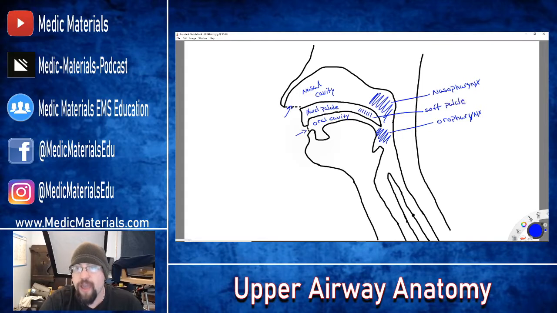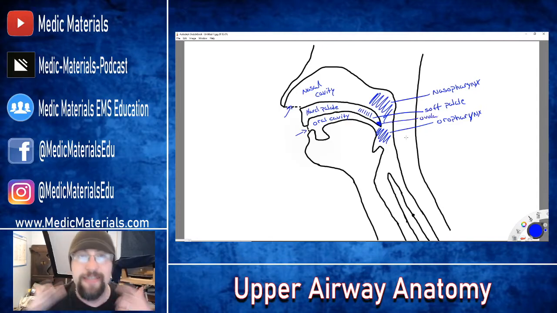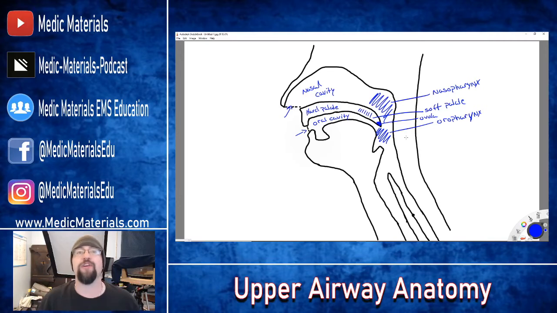And then at the very back, you have this structure right here, and that is going to be your uvula. Now, your uvula is that hangy ball thing in the back of your throat. This triggers gag reflexes and such like that.